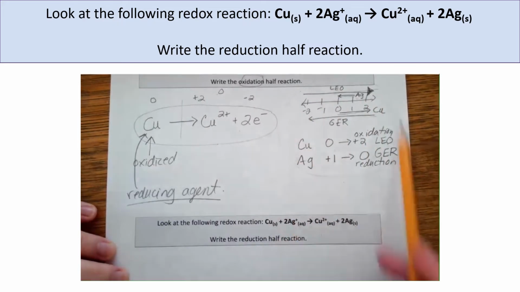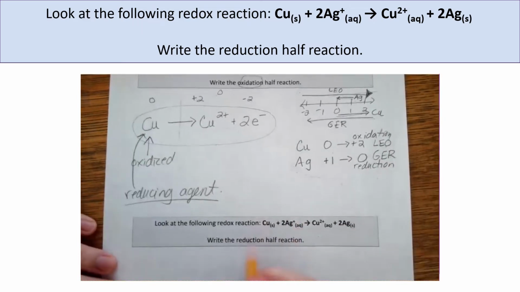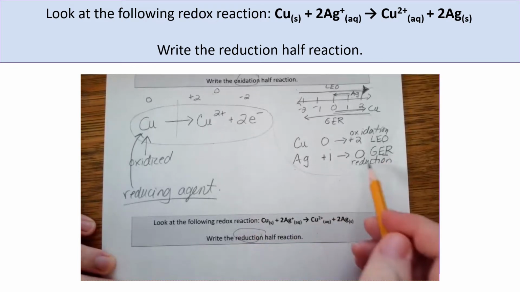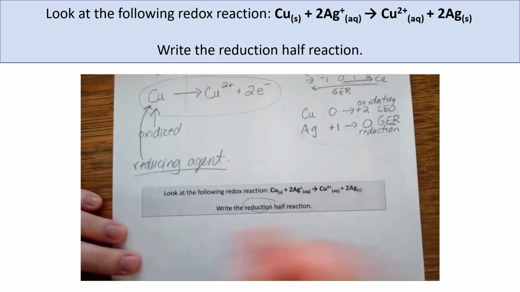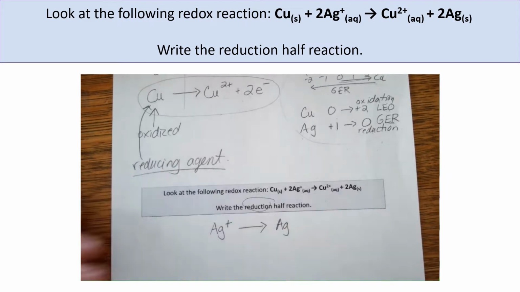But I'm not going to rewrite this whole thing. Like, come on now. Don't make it harder for yourself. So I'm just going to look at Ag this time because I'm looking for reduction, and GER is reduction. So Ag changed from Ag with a +1, and on the other side of the equation, it was Ag with no charge. So like that.